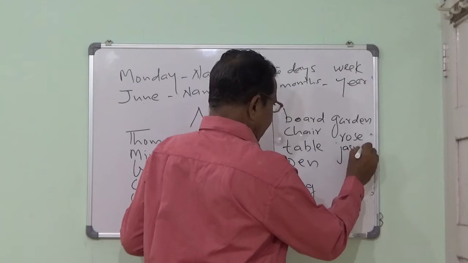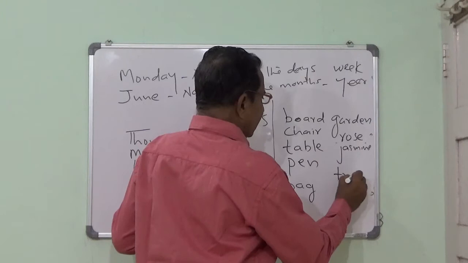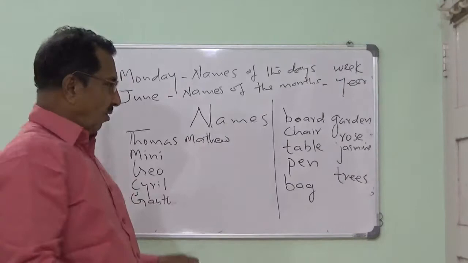So these are names of flowers. Now you look from there, what is that thing? Tree. Yes. Trees. You find trees. Many trees are standing. See, what are those things? Flying, a small bird. That black bird you see everywhere. Crow. Yes. That is crow. You know all these things, isn't it?